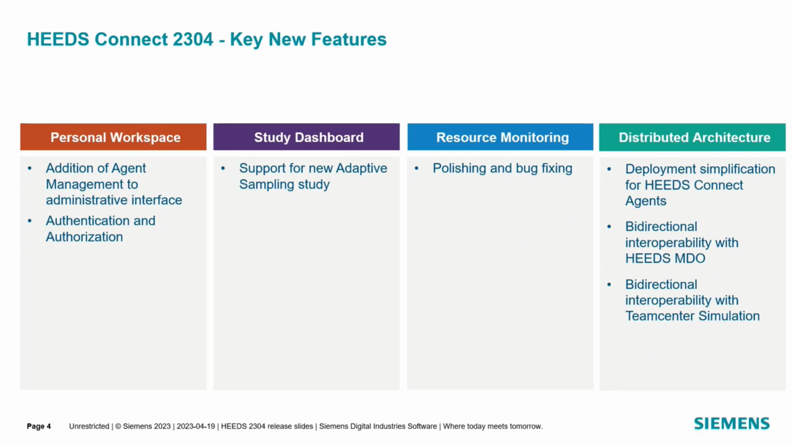And for HEEDS Connect, we have different pillars, but we have greatly simplified the deployment for HEEDS Connect. We have added agent management to the administrative interface to make the management of the agents much easier, faster, and cleaner in terms of interface. And we have upgraded our authentication and authorization mechanism to be safer and more secure, and also more compatible with enterprise systems. And we have added, of course, support for adaptive sampling.